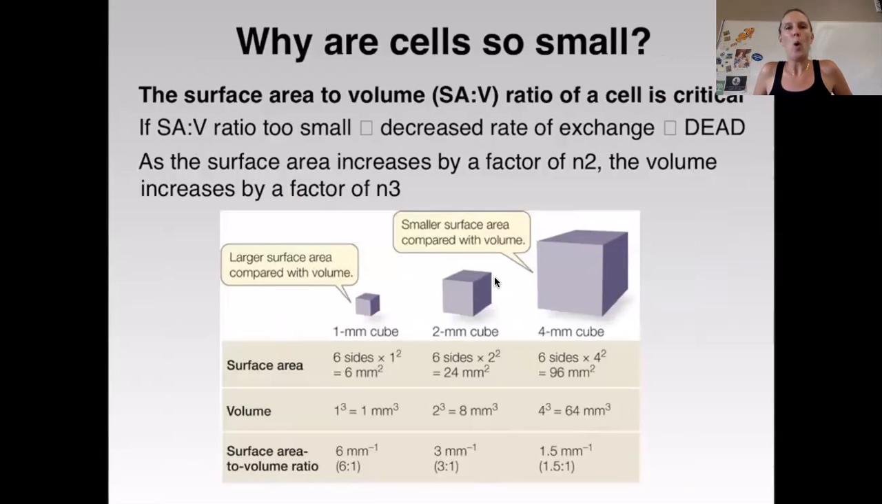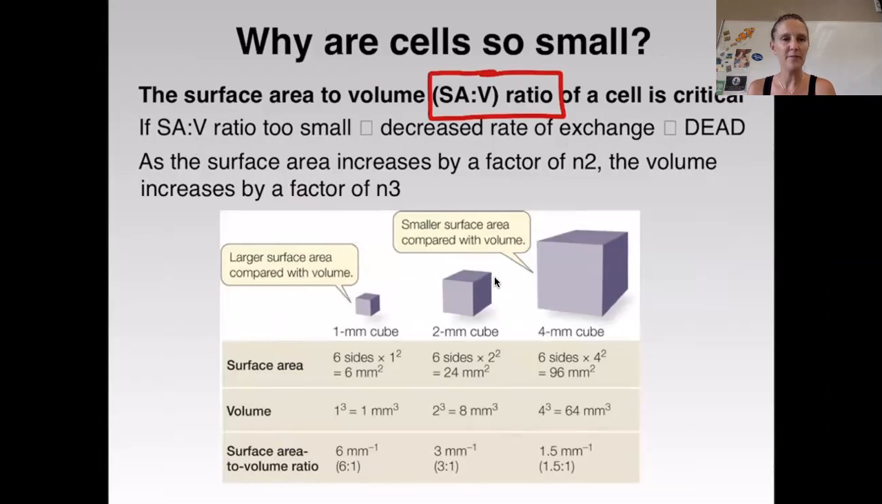All right, so why are cells so small? We just said they're beyond the naked eye, you have to use a microscope, but why? Why can't we have giant cells? It has to do with this key factor, which is the surface area to volume ratio of a cell. That is what is absolutely critical.